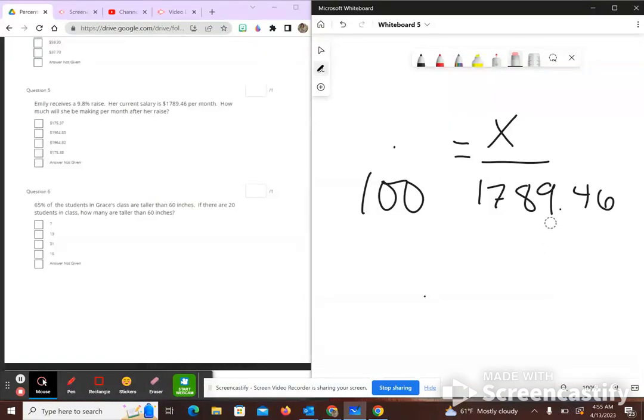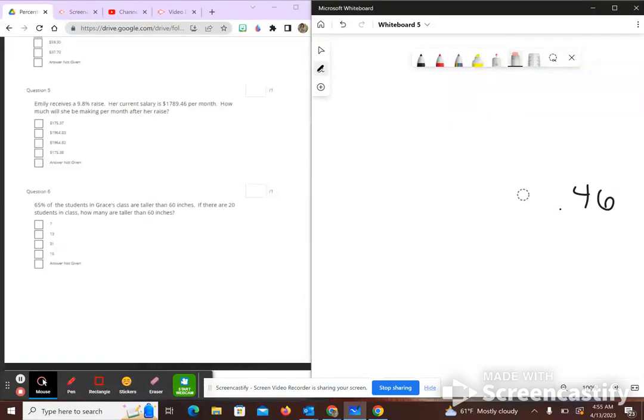Okay? And then looking at number 6, this one's a little bit wordy, but there's information. There are numbers in this question that don't necessarily go into the equation or the proportion that you set up. So on this one, it says 65% of the students in Grace's class are taller than 60 inches. That's just giving you a percent of how many of the kids are a certain height. That 60 inches is not going in your proportion.